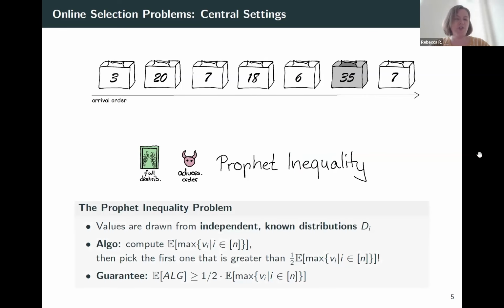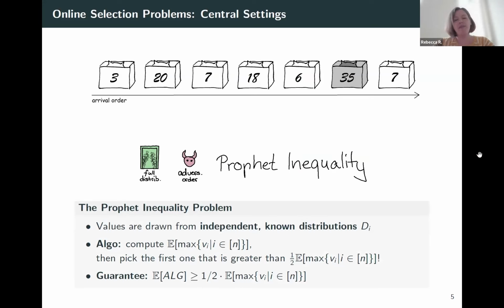And I'm going to just introduce 2 very famous ones. First, prophet inequalities. So for prophet inequalities, to get around this impossibility that I introduced before, you assume that you see upfront the distribution D_i from which each of the values is drawn. These D_i are independent and known beforehand.